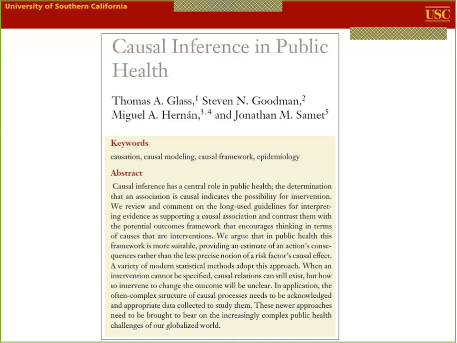So I think I've made it all the way to the end. I think we had one reference that we provided for today's session. This is a review article in the Annual Review of Public Health with Tom Glass, Steve Goodman, Miguel Hernan, and myself as authors, and I think it's a readable introduction to what is obviously a very vast field. So I'll stop, and we have about 10 minutes left, and I hope you have a lot of questions. Thanks.